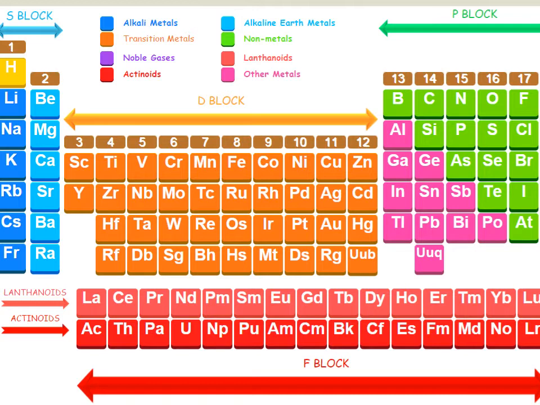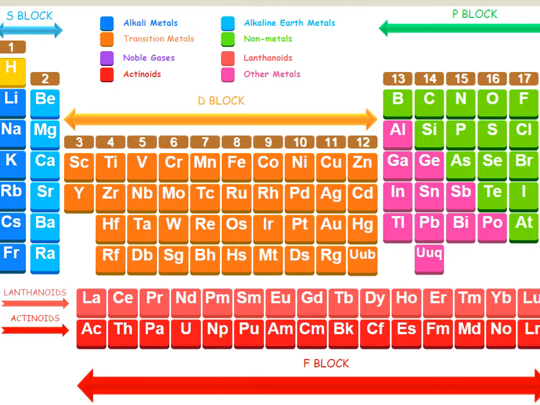So a modern periodic table consists of 4 blocks, namely S block, D block, P block and F block elements. We have studied the electronic configuration and characteristics of all the blocks. So today let us just revise these characteristics and electronic configuration.